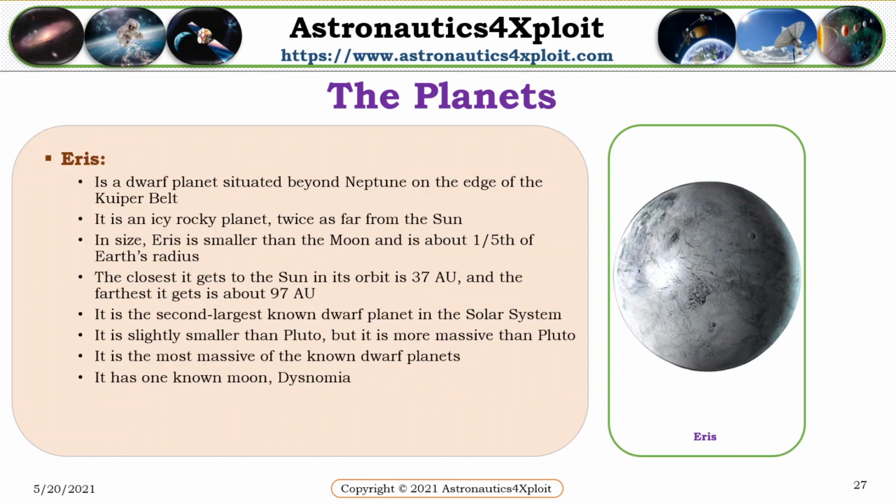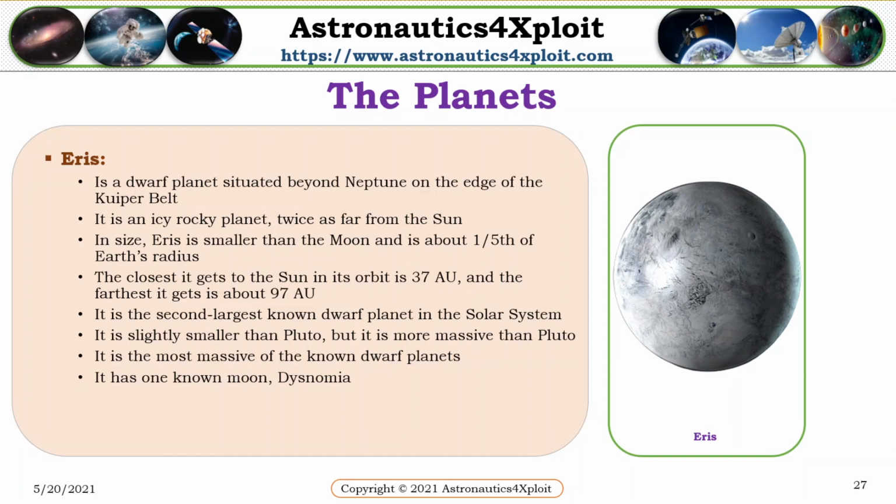Eris is a dwarf planet which is situated beyond Neptune on the edge of the Kuiper Belt. It is an icy rocky planet twice as far from the Sun. In size, Eris is smaller than the Moon and is about 1/5 of Earth's radius. The closest that Eris can get to the Sun in its orbit is 37 AU, and the farthest it can get is about 97 AU.